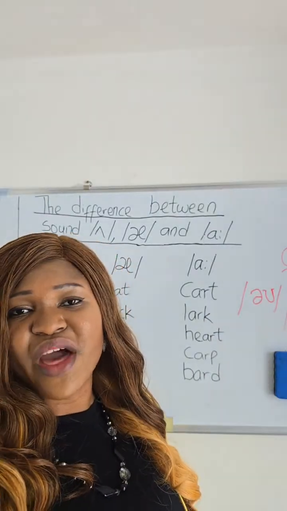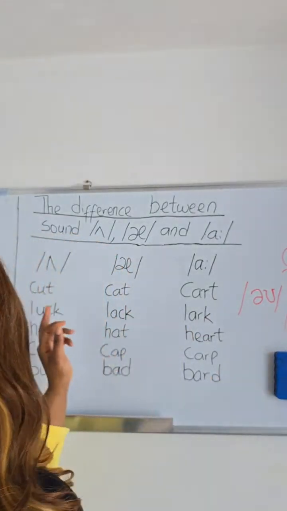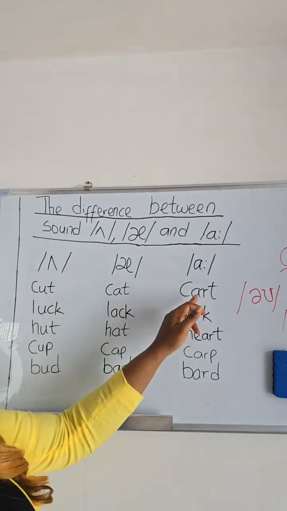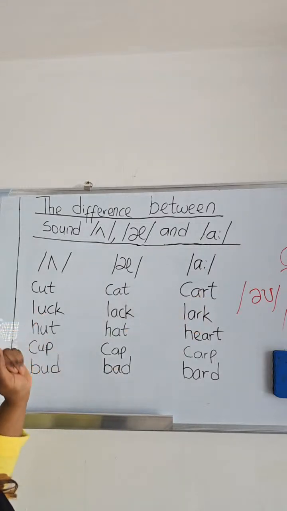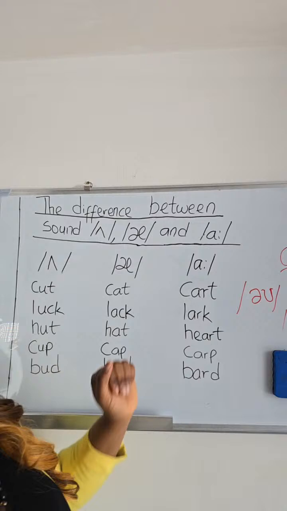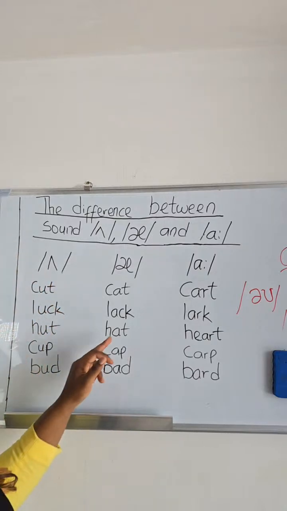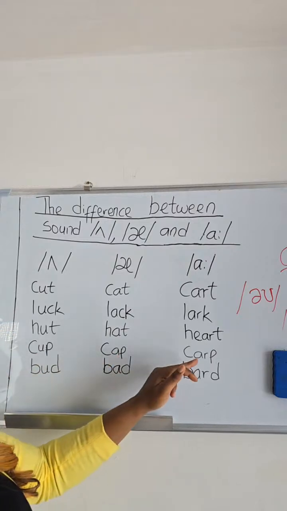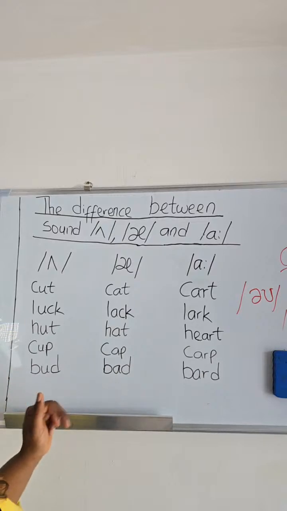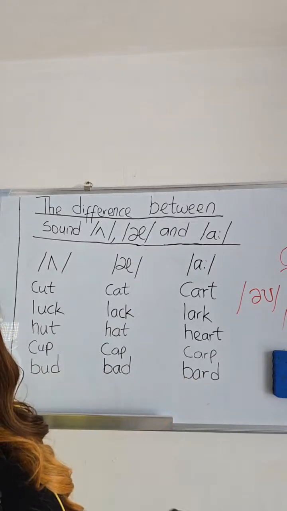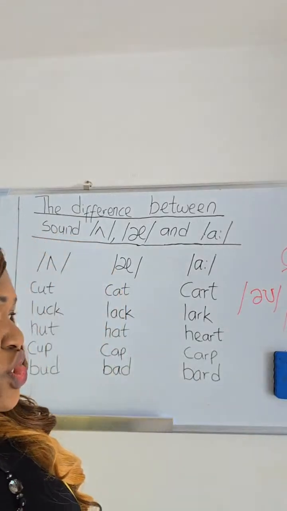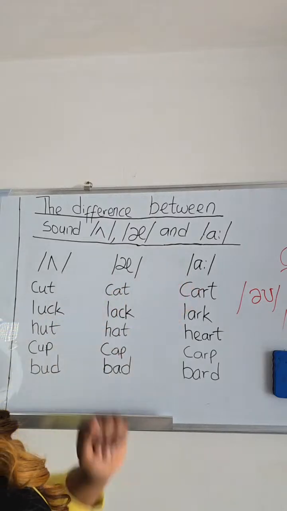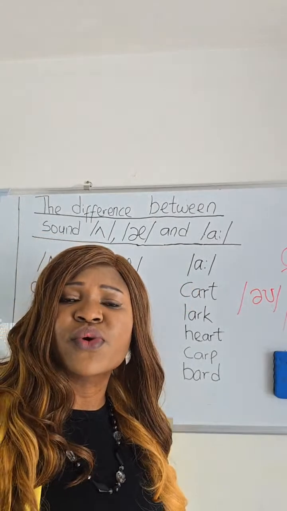So let us compare them in these words. We have cut, cat, cart, luck, lack, lark, hut, hat, hurt, cup, cap, carp, bud, bad, bard. Did you spot the difference? So these are the differences between these sounds. So be very careful when you're pronouncing words.